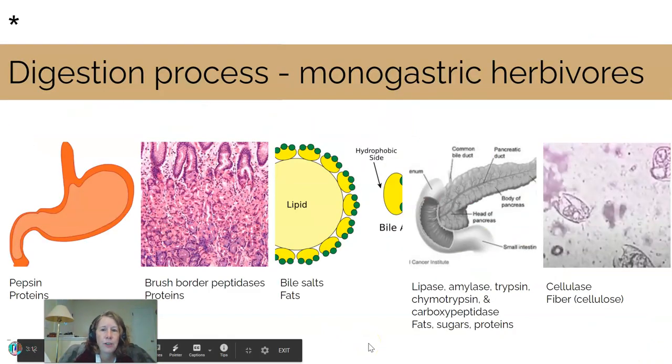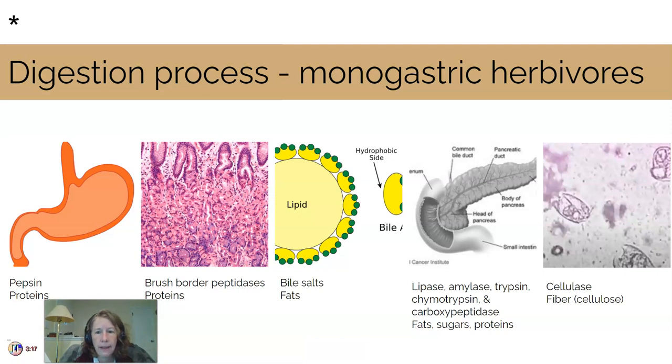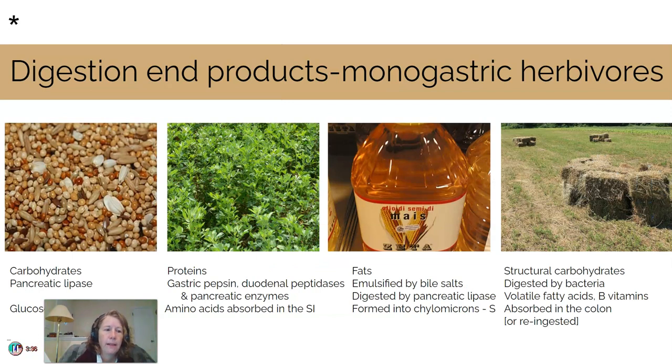So if we were to look at the digestion process for the monogastric herbivores, again, we start at the stomach, small intestine, add in the bile and the pancreatic enzymes. But that only takes care of the regular carbs and the proteins and the fats. We still have to deal with the structural carbohydrates. So those end up in the colon and the cecum, digested by cellulase, which is produced by the microbes. And the digestion products and the end products.